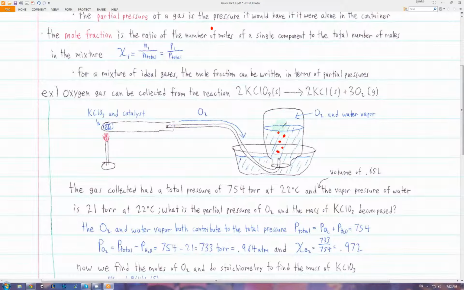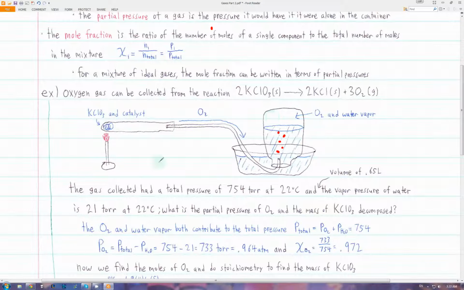So this space above the water will have the O2 gas that was formed in this reaction, and also some water vapor, because the water here is always evaporating and condensing. And so the water vapor that's above this water here is equal to the vapor pressure of the water. And we'll talk more about vapor pressure in a later video.